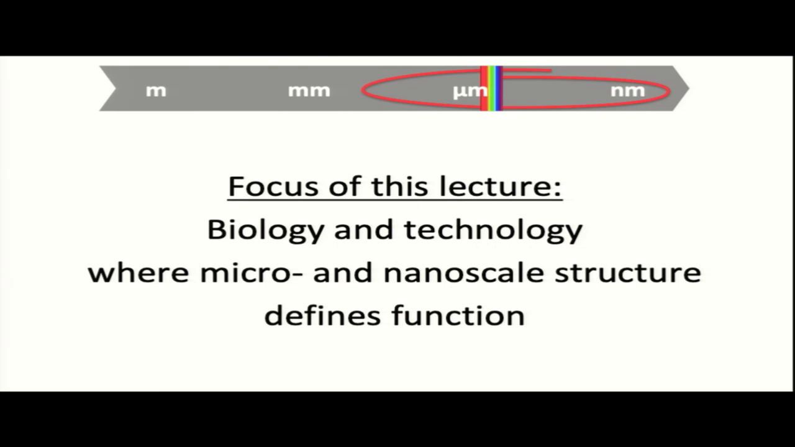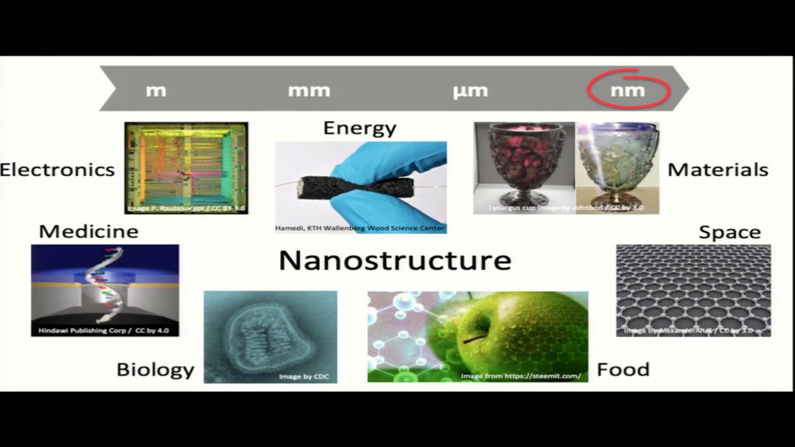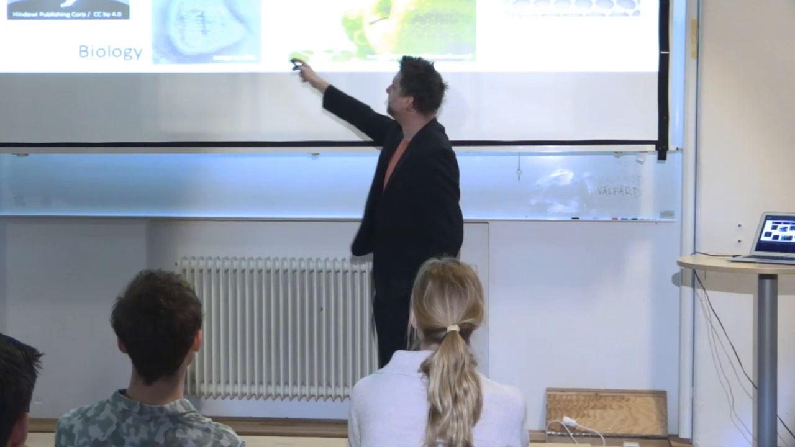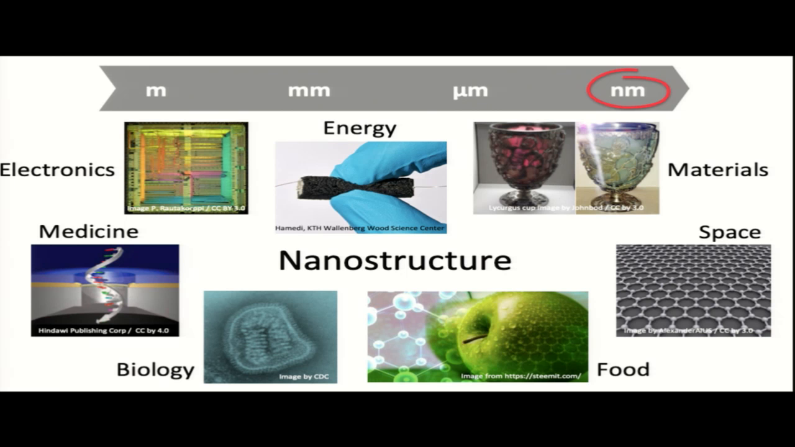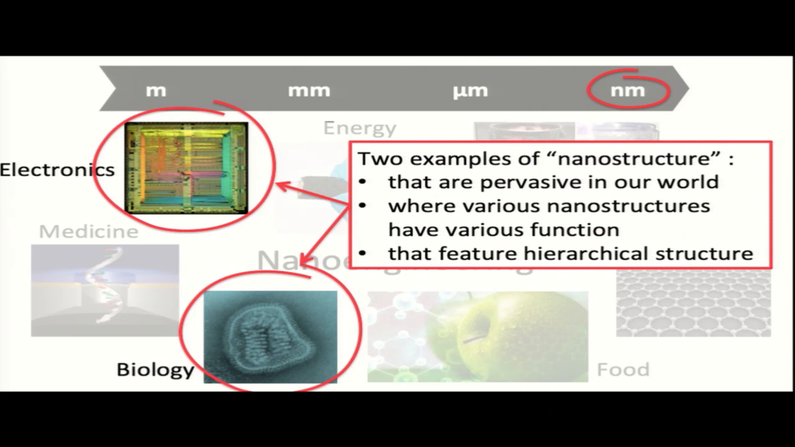So the focus of this lecture is to talk about biology and technology, where the micro and nanoscale structures define function. If we talk about nanotechnology today, we see that this word is used in a lot of different application fields, many engineering fields. You see here on the top, it's used in medicine, electronics, in energy, in materials, space technology, food packaging, engineering, etc. But most importantly, perhaps, are the nanostructures that we see around us in biology and nature. So every single part of our body and every single part of an organism is nanostructured. I will take a closer look at one engineering application and then at biology or nature itself.